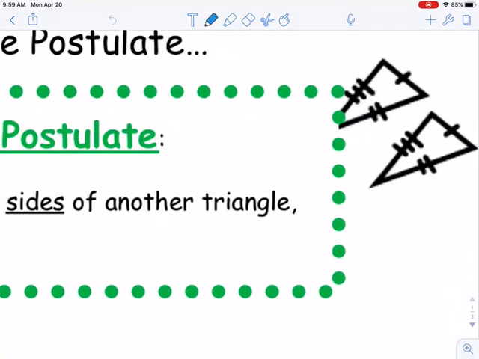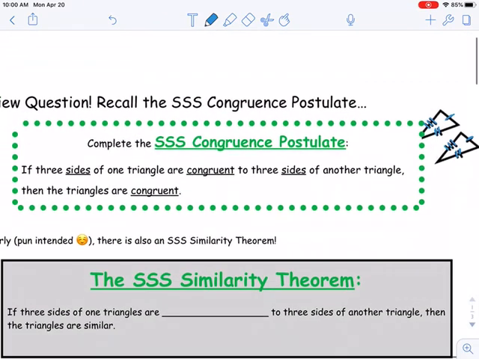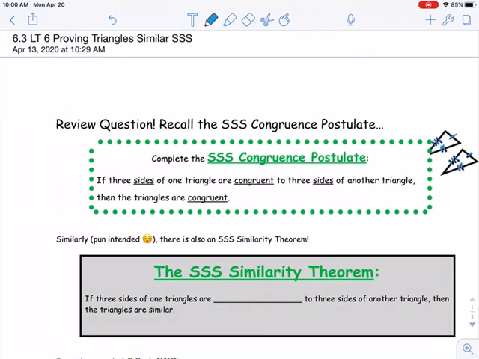And remember, when we were talking about triangles, if all three sides had a corresponding congruent side, then the triangles were forced to be congruent. And remember, we even played those fun games, triangle to bag and all that stuff. So if three sides of one triangle are congruent to three sides of another triangle, then the triangles are congruent.